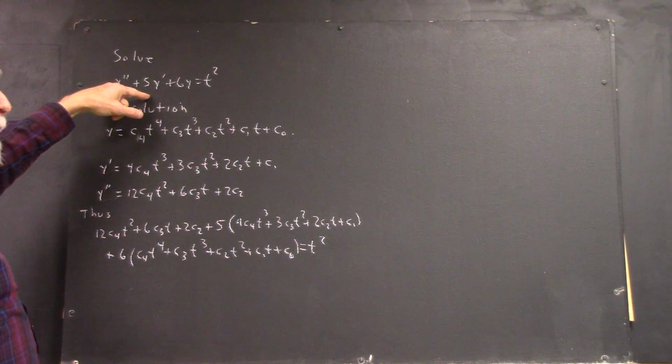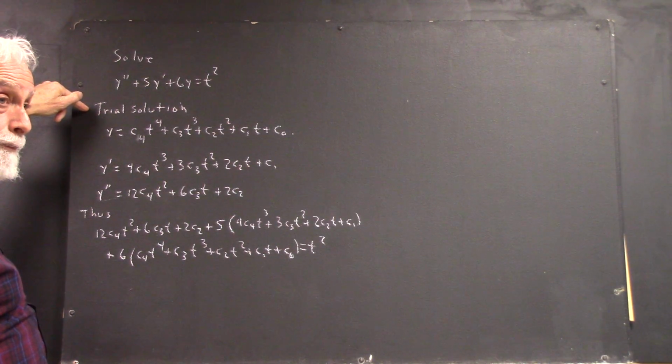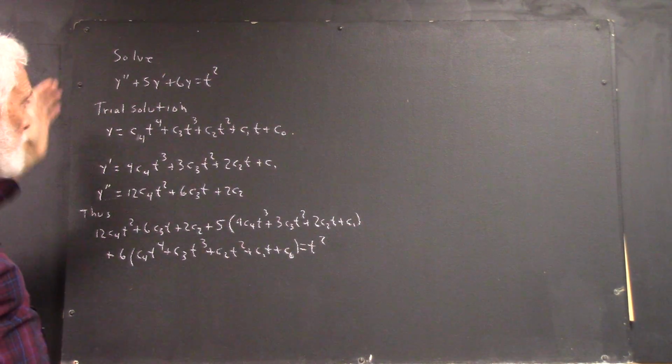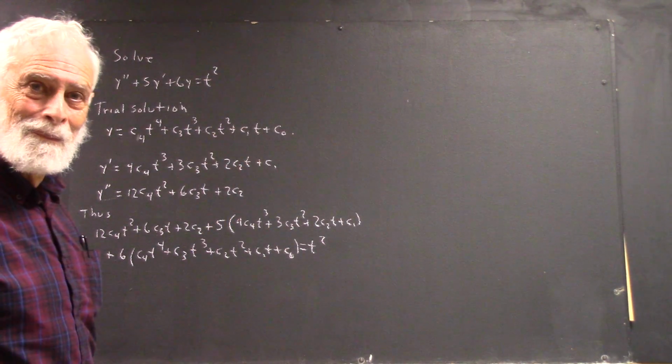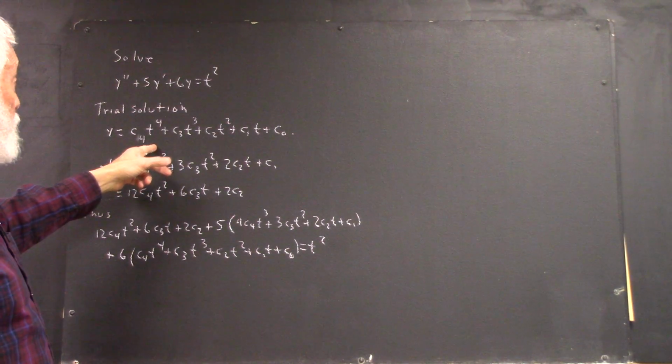So we solve this, in this case, in a way very similar to what we did last time. The trial solution is going to be, we're just going to throw a bunch of powers of t in here and see if we get something. Now the rationale is, if we take two derivatives of t to the fourth, we're going to get a t squared, right?